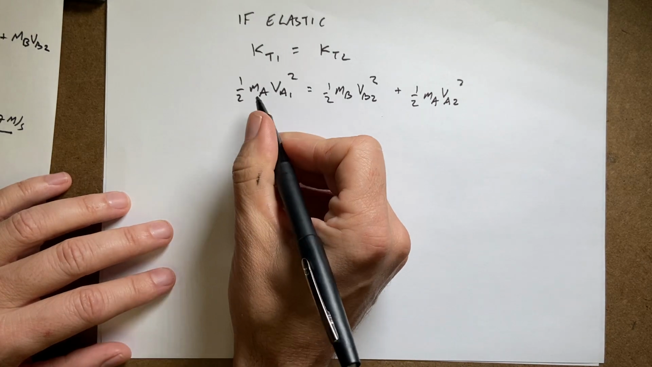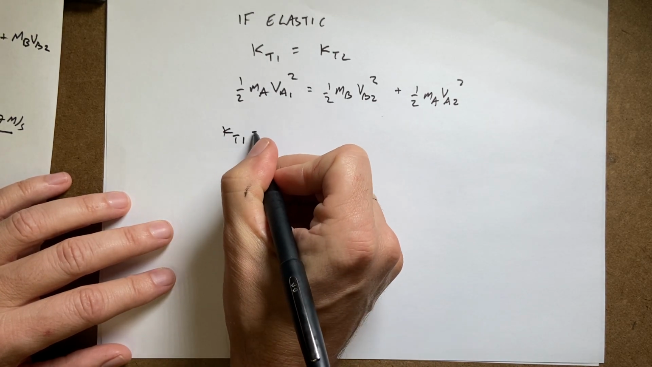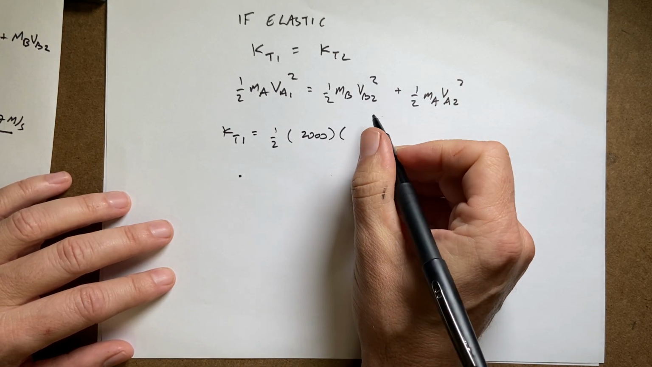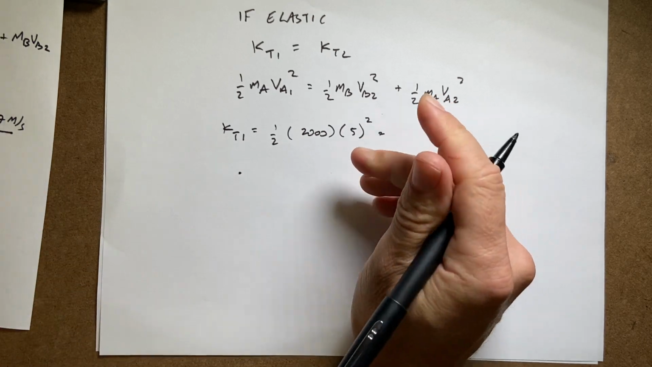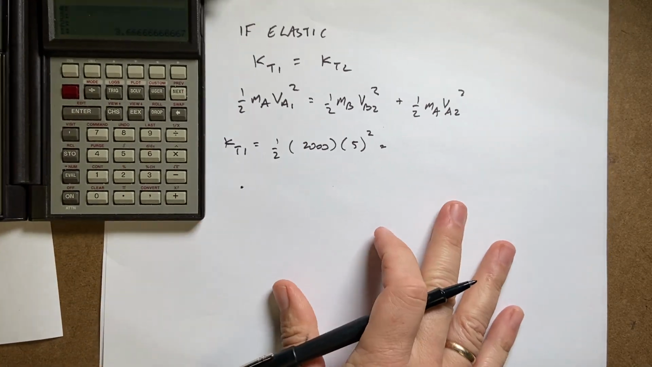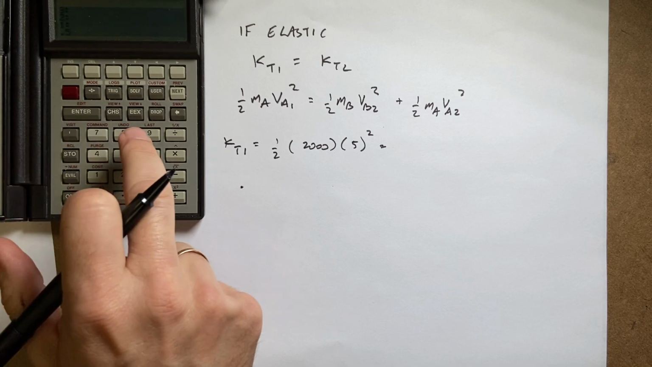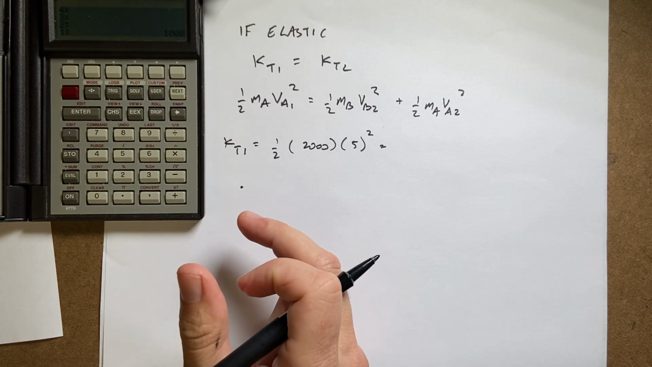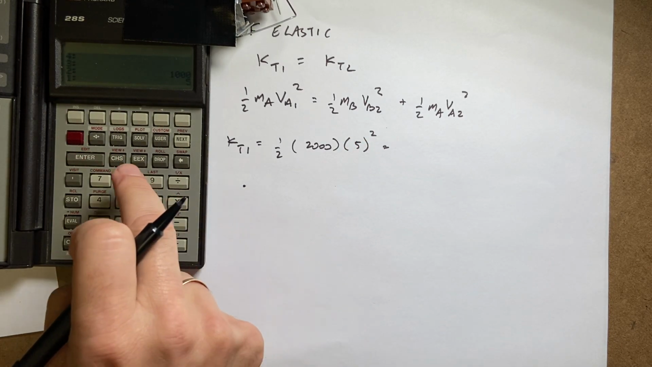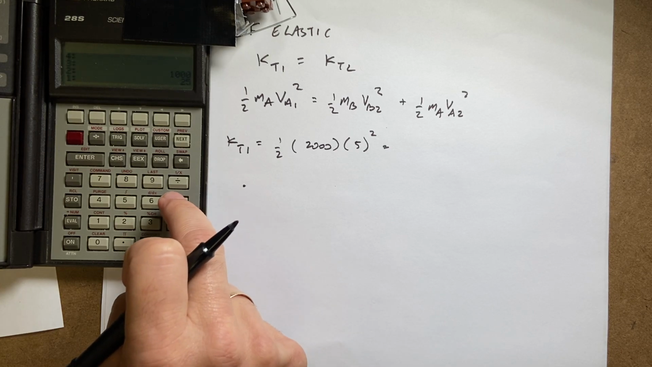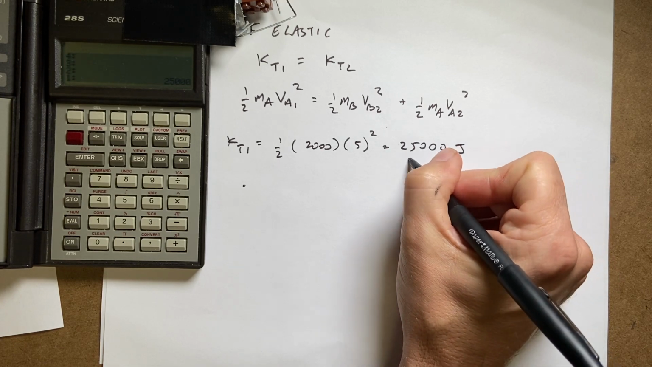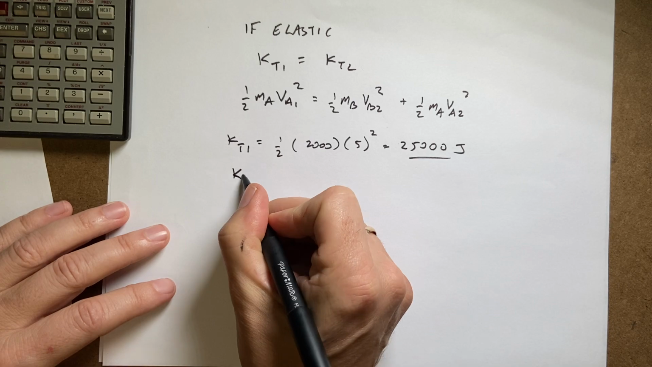So I know all these values. Let's just calculate this right here. K total 1 is going to be 1/2 times MA, which is 2,000, times VA1, which was 5 squared. Handy dandy calculator time. So 0.5, enter, 2,000 times, which is 1,000. I didn't need to actually do that, but I did it anyway. 5 squared is 25, but I'll do 5, enter, squared, times, and I get 25,000 joules.